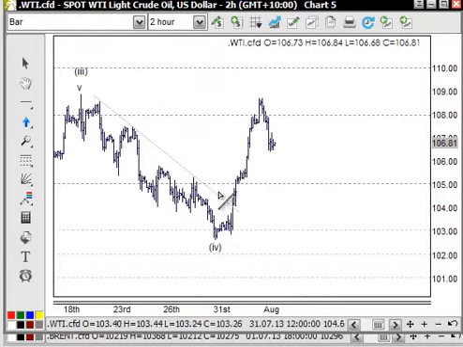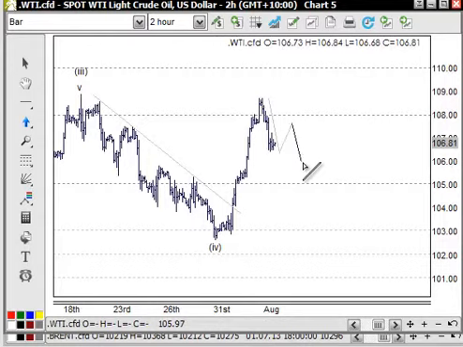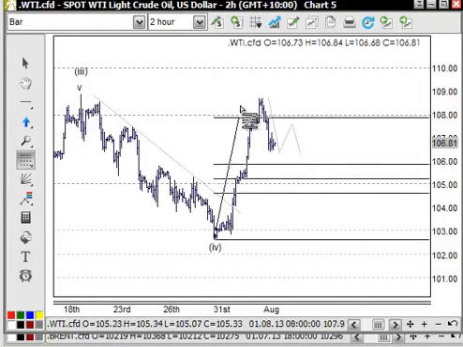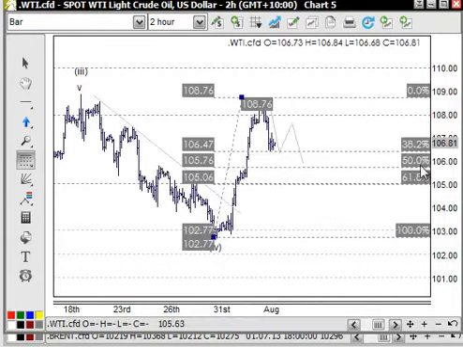It appears the move up through here is in 5 waves, so we should expect an A and a B and a C wave back before we see any further upside. This first area here is the 38.2 retracement level, which comes in around the 106.50, which has always been really quite important to oil. However, we can expect to bounce off this and then another 5 down.